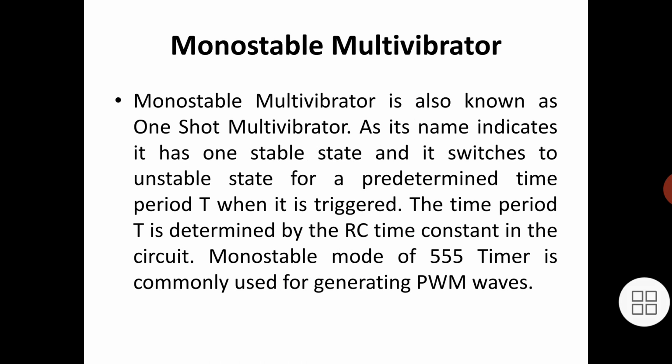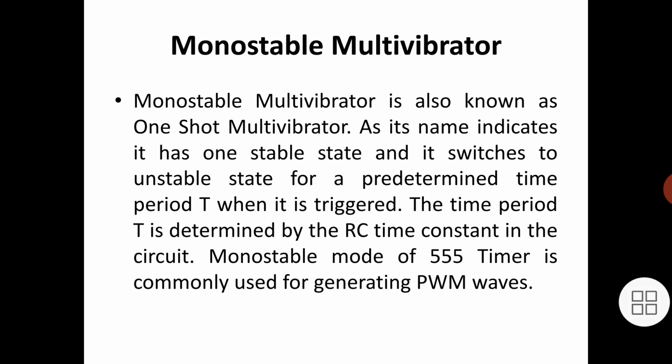The output returns to its original stable state automatically at the end of the time and stays there until the next trigger pulse is applied. Therefore, a monostable multivibrator cannot generate square waves on its own like an astable multivibrator. Only external trigger pulses will cause it to generate the rectangular pulses.